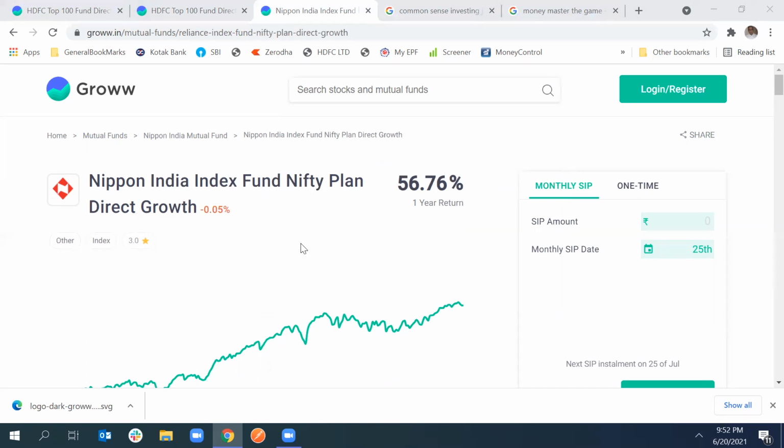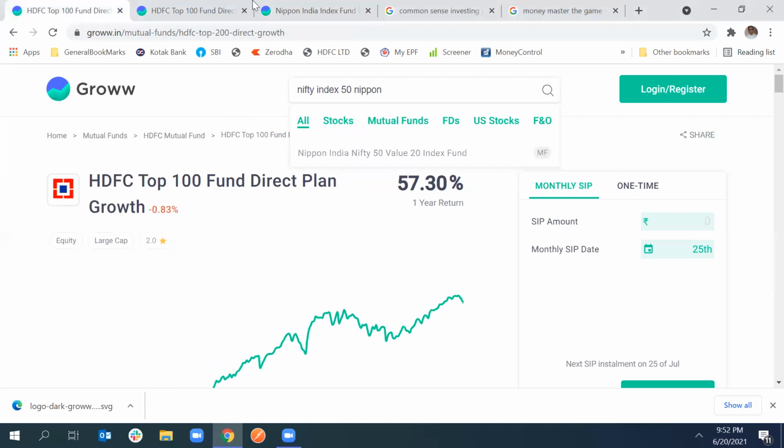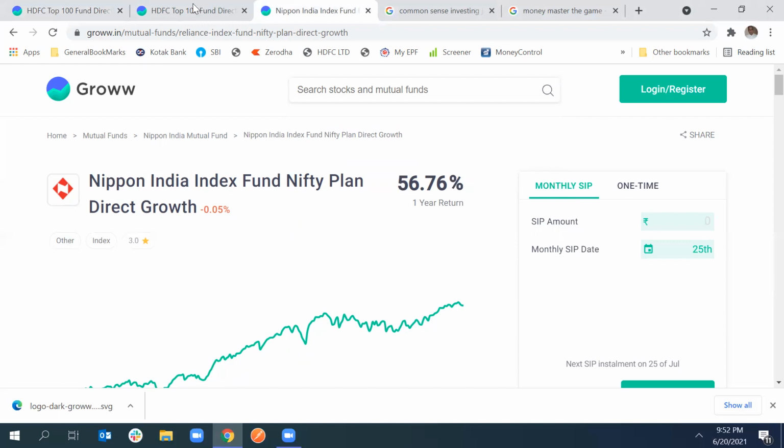So what is the difference between this and that? This is a regular plan, and the same is this. This is a direct plan. And this is, you can say, indexing. Indexing in the sense, we have Nifty 50. When we say Nifty 50, it has a list of 50 companies based on their market capitalization.